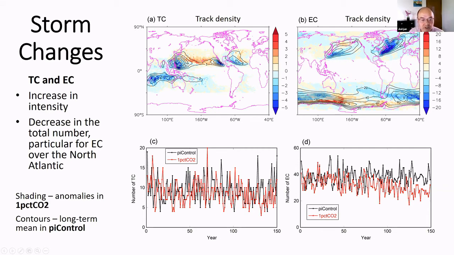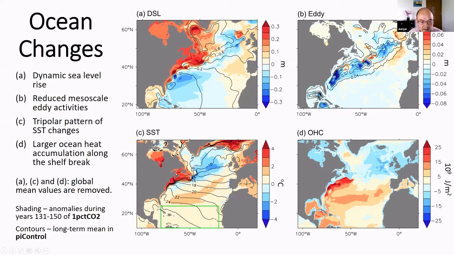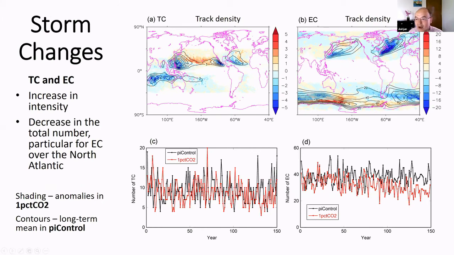So this reduction is related to the SST anomaly pattern. As I mentioned, this SST pattern can reduce the contrast across the Gulf Stream, and also the faster land surface warming can reduce the temperature contrast between land surface and the ocean surface. So both can weaken the storm track intensity over the North Atlantic during winter time.